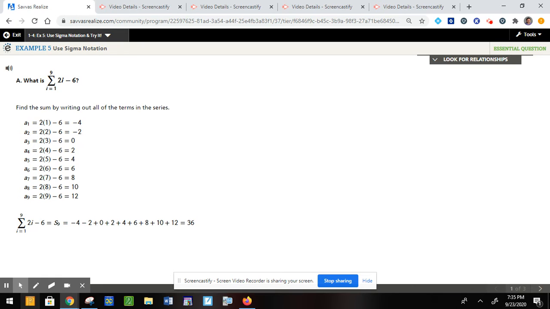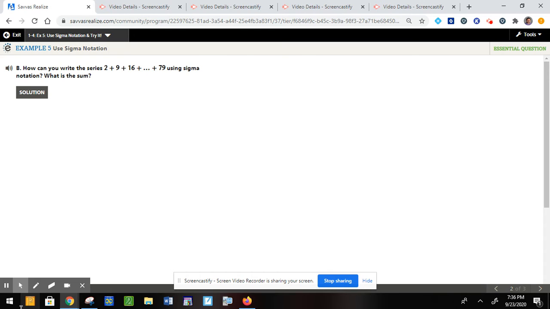Okay, so that is how you would do it all by hand. Again, just substitute 1 through 9 in. You get your answers for each of those 9 expressions, and then you add them all up. That is the sum. So that sigma notation represents 36. All right, let's look at the next example.